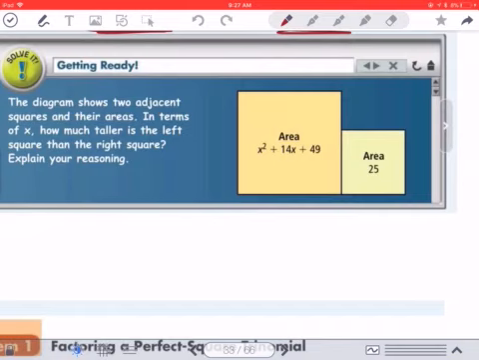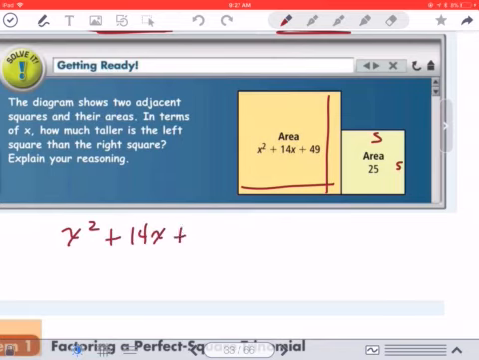Well, the square is easy. This is just going to be 5 times 5. But this one, I have to factor. So I got to find the dimensions. I'm going to write x squared plus 14x plus 49, and then factor this into the dimensions. I know it's a square, so they're going to be the same. So what I can use is the x method.